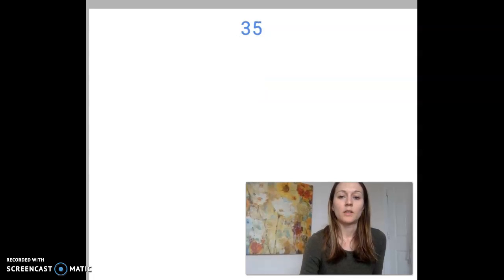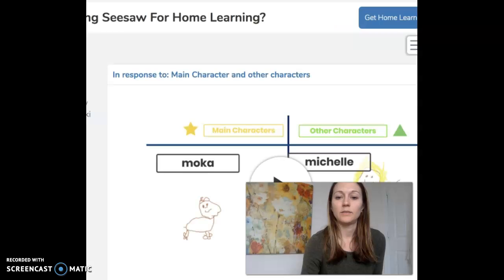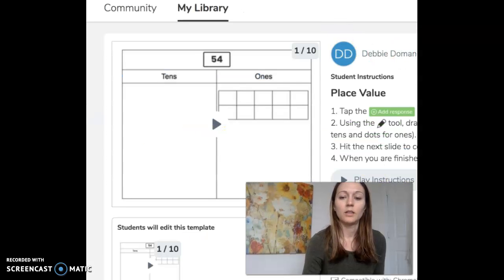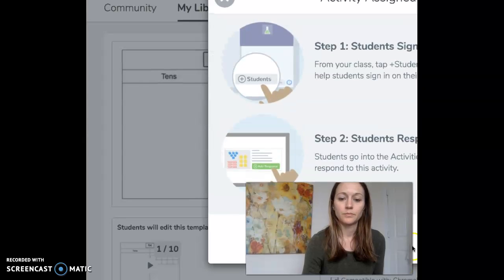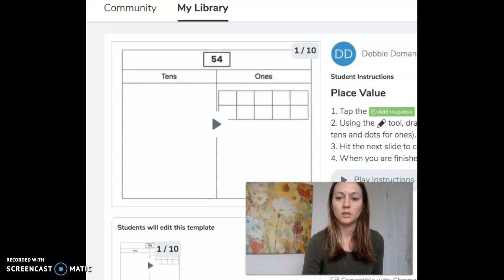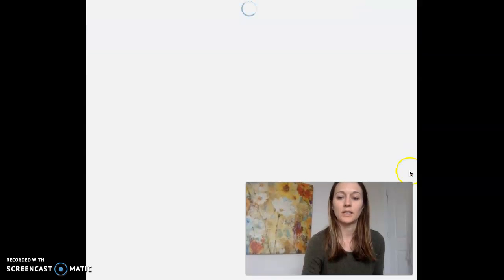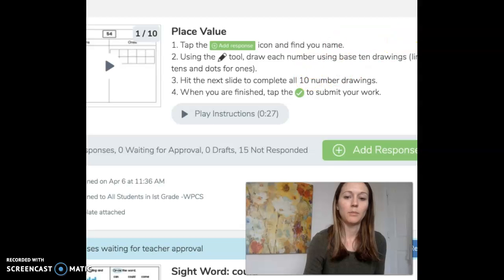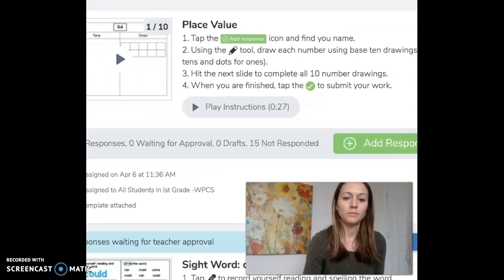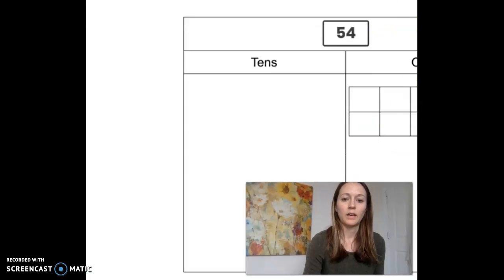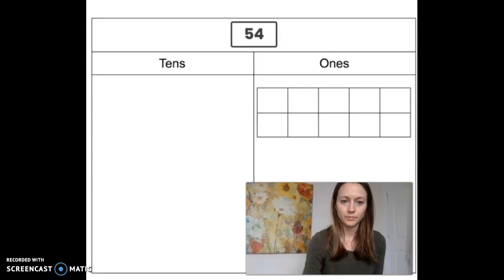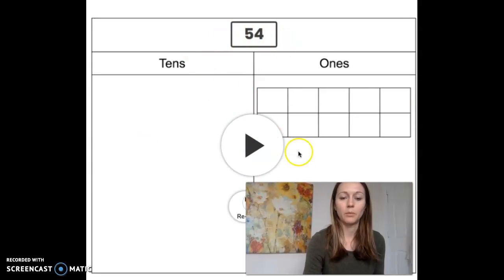When you go to the Seesaw page today, you are going to have an activity that looks like this. If I go into that activity, I'm on my front page, and I go into Add Response. You are going to draw the number 54. There is a recording with the number, and you're going to have a template that just has the number on it.